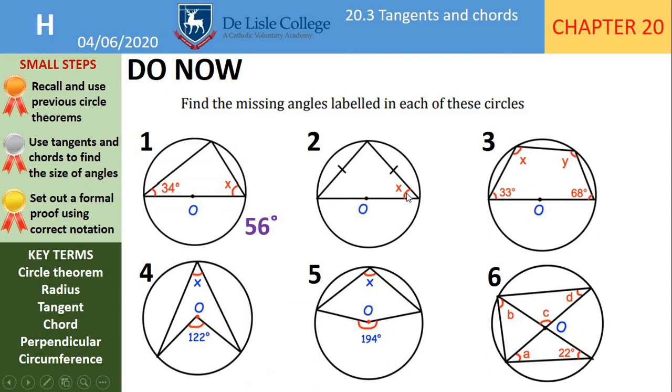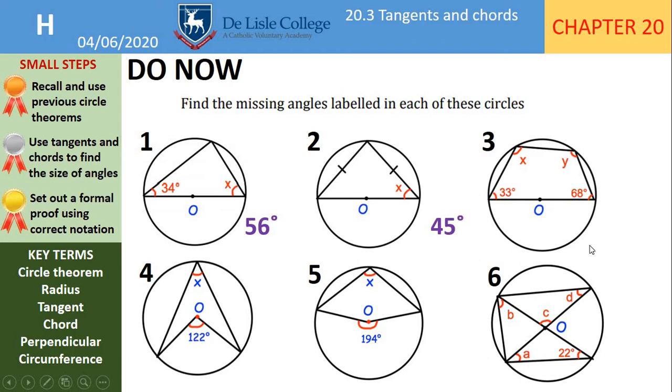Question number 2, using the same circle theorem. So the angle in a semicircle is 90 degrees. Now this is an isosceles triangle because these two sides are the same length, which means the two base angles are also equal. So this will be x. So 180 subtract 90 leaves me with 90 degrees to split between the two x values. So that will give an x value of 45 degrees.